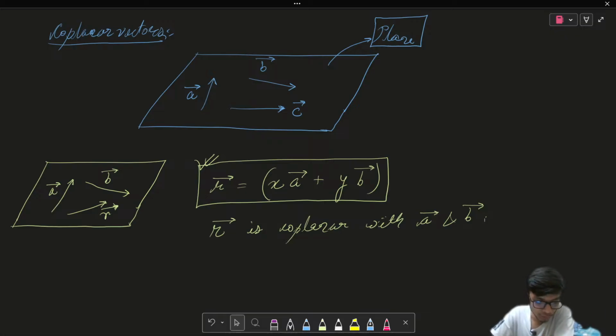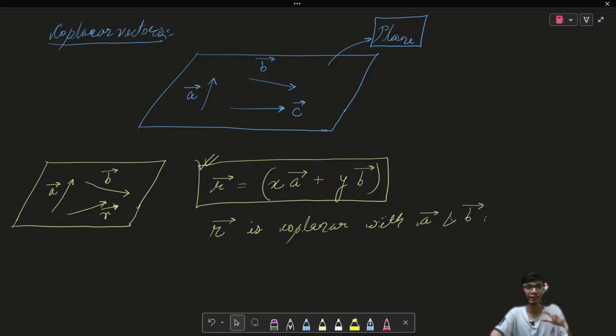The test for coplanarity is simply this: if you are able to write the third vector as a linear combination of the first two vectors, then that vector is a coplanar vector.